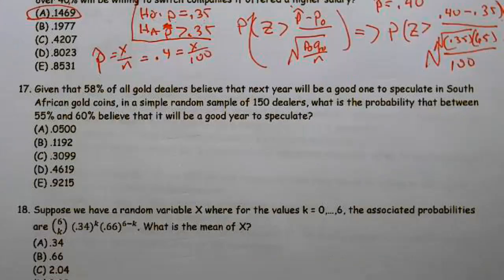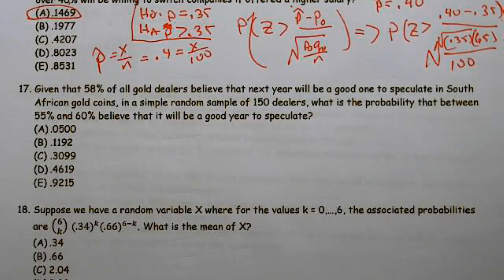Number 17, given that 58% of all gold dealers believe that next year will be a good one to speculate in South African gold coins, in a simple random sample of 150 dealers, what's the probability that between 55 and 60% believe that it will be a good year to speculate? All right, I'm going to pause this for a second because I haven't worked this problem in a while.